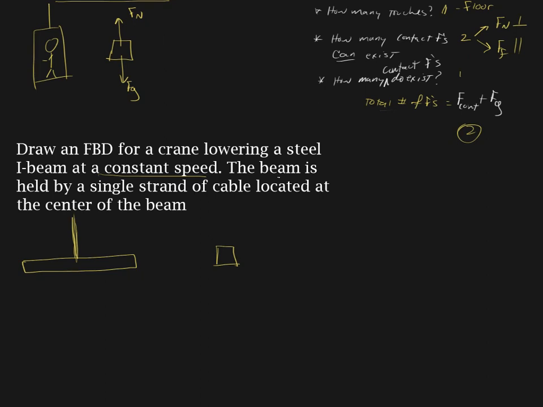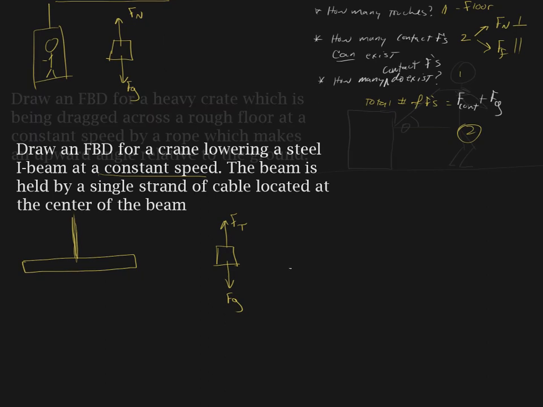We have one touch, and that's going to be due to the cable. And because of that one touch, there's only one possible force that can exist, and that would be the tension force, which points away from the object towards the center of the cable, and it's always going to be parallel to the cable. So we have the tension force pointing straight up, and then we only have one other force that can exist, and that would be the force of gravity, and gravity points straight down towards the center of the Earth. And our FBD is now complete.